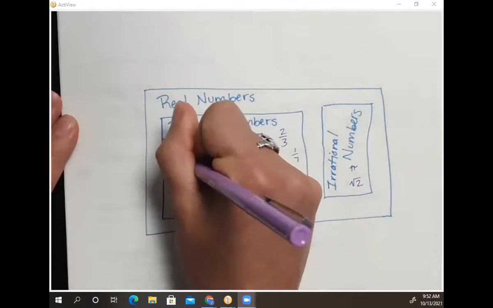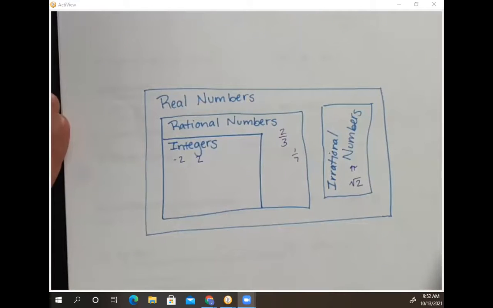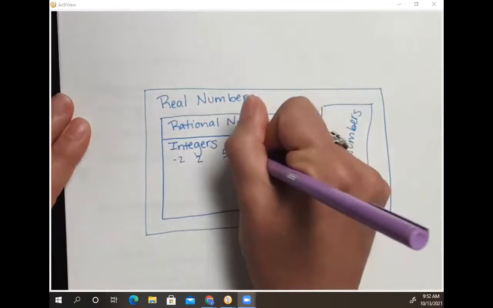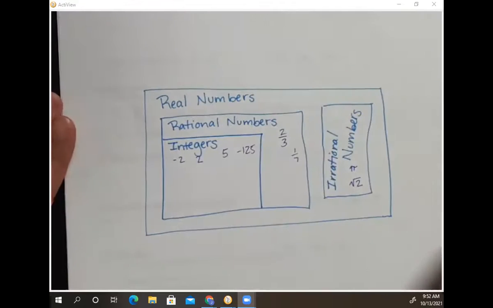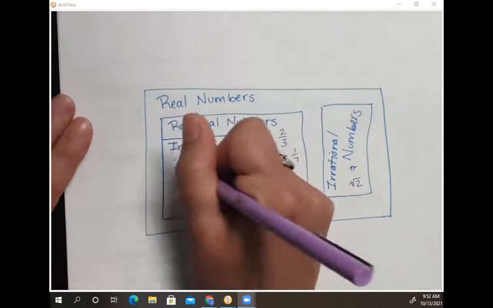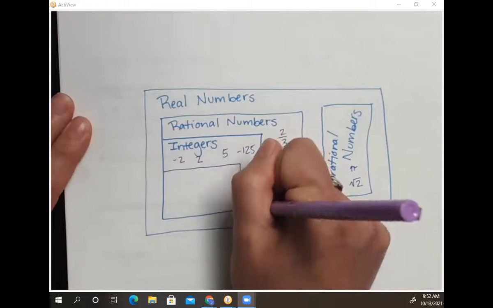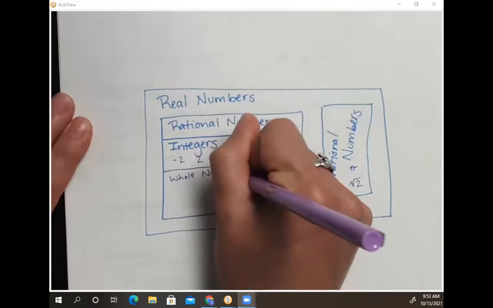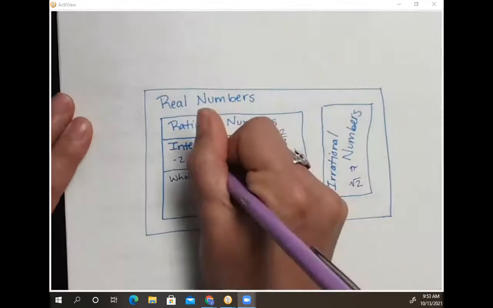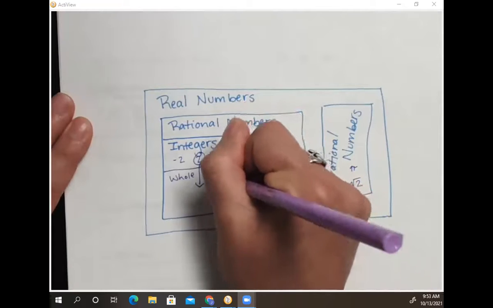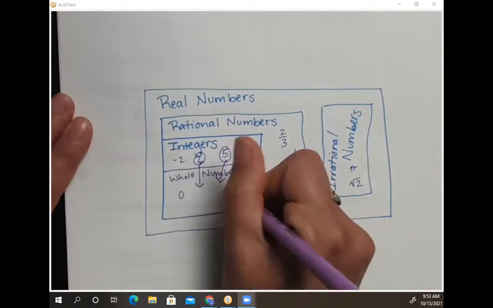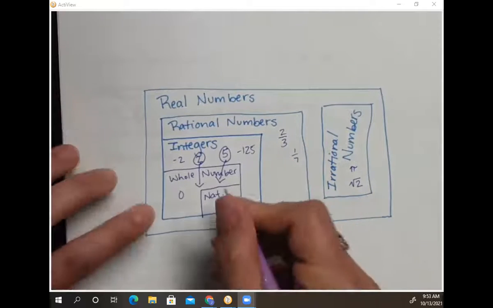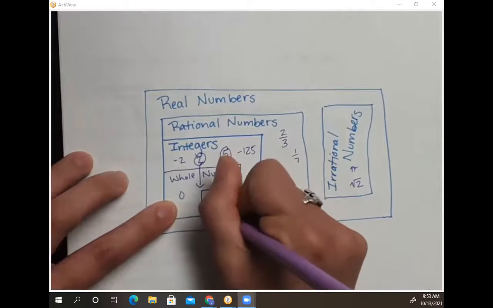So these would be positive and negative numbers, right? 5, negative 125, those are all integers. And then we can break this down further. We could talk about whole numbers, which would be just the positives. So 2 would go in here and 5 would go in here, 0 would go in here. And then there's an even smaller category called natural numbers that are everything but 0 from the whole numbers.